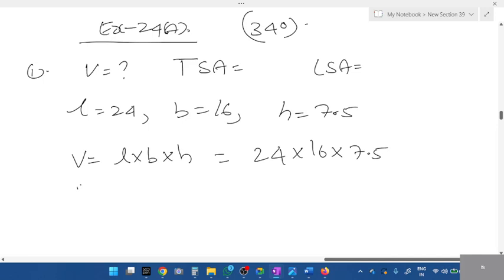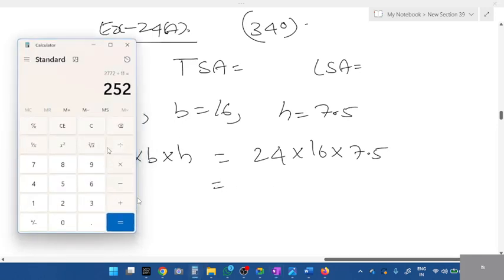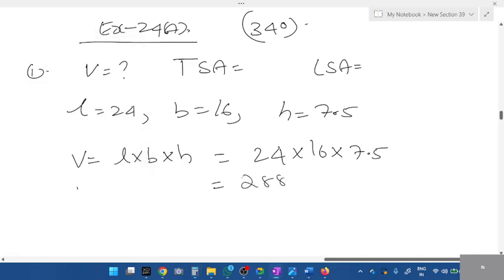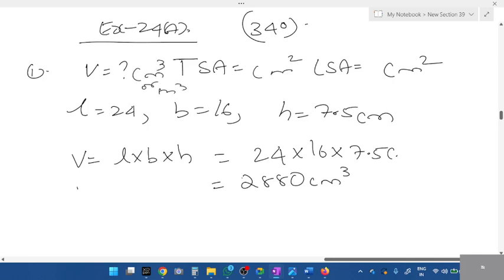So this one, I'll do it, students. You don't have to write. Look here, volume. Just put volume, multiply 24, 16 into 7.5. What's the answer? You get 2880. And for volume, it is centimeter cube. If they give centimeter here, remember centimeter cube. For volume, it is cube. For area, it is centimeter square or meter square for total surface area.